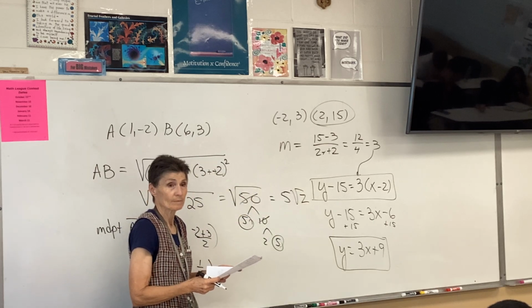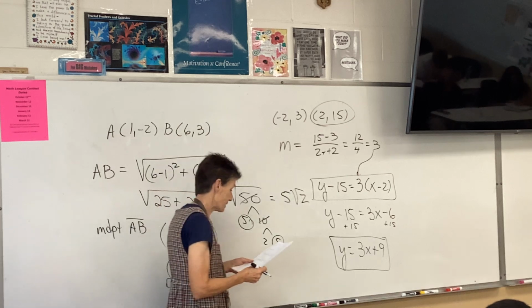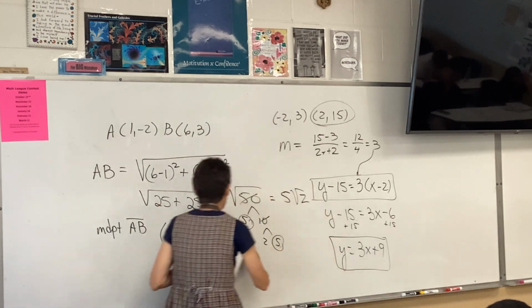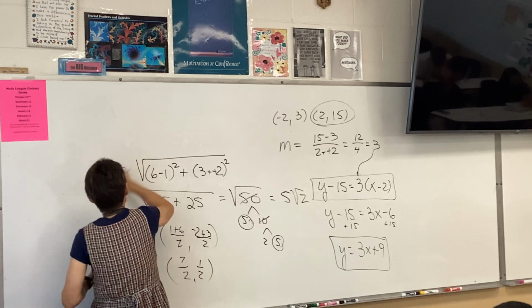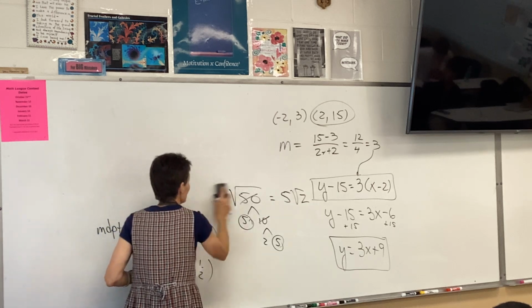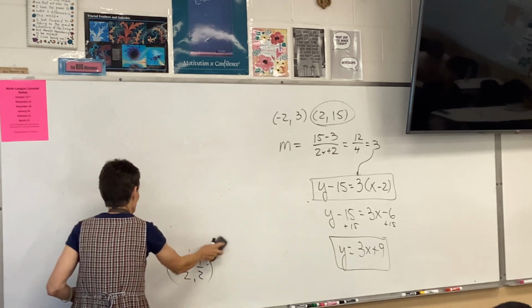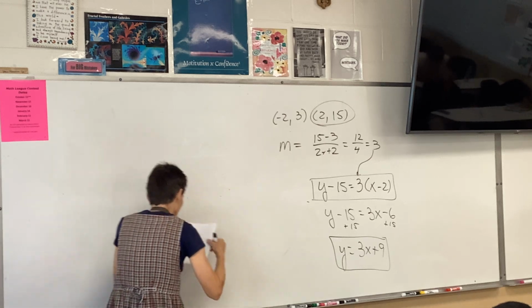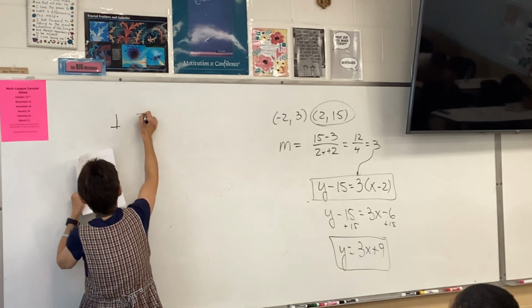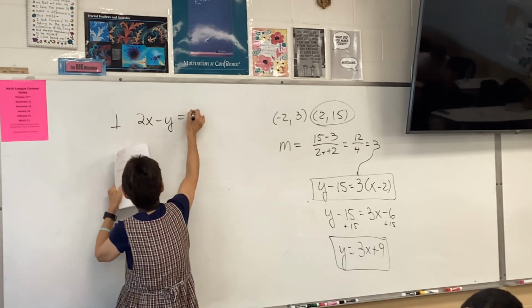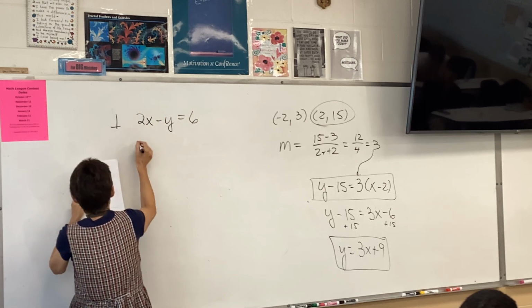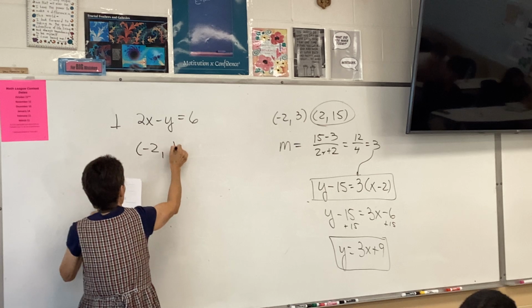You guys? All right. B, 6B. Now we're going to write the equation of the line again. So we're going to do the same thing. But this time, we have to be perpendicular to this and contain this.